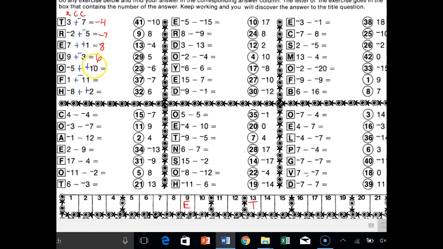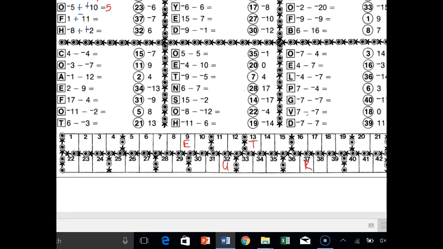Negative 5 plus positive 10. Oh, we have DSSM, different signs, subtract. So 10 minus 5 is 5. We have more positives, so it's positive 5. On 29, I will put O.